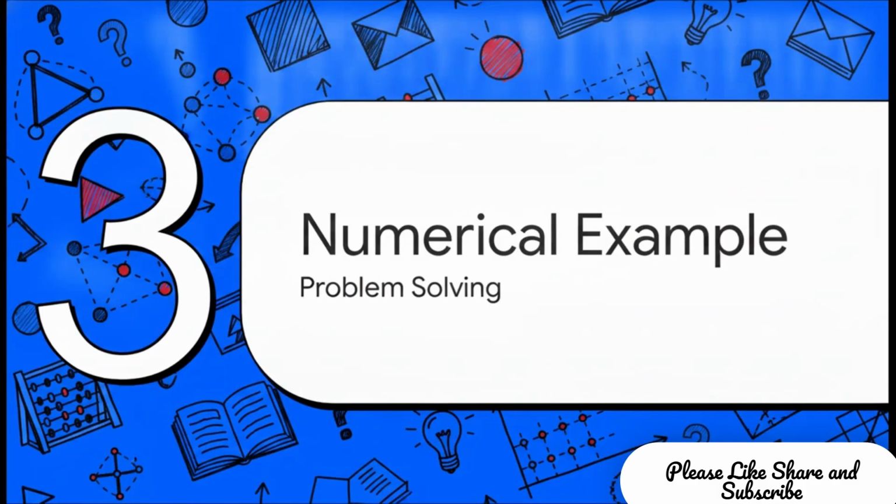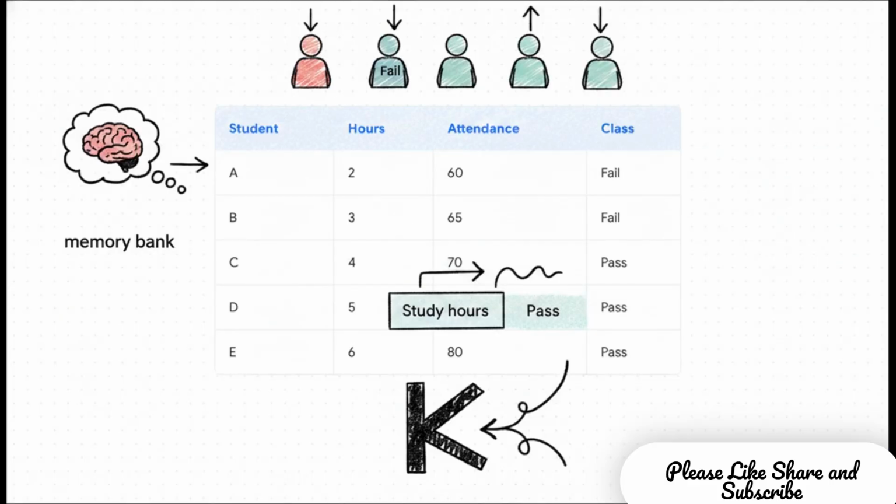Let's jump into Section 3, numerical example and step-by-step problem solving. We're going to build this into a fully worked-out scenario, exactly like the ones you're going to face in your university exams. Okay. Here's a highly practical scenario. We have a bank of historical training data for 5 students, labeled A through E. We're tracking 2 features for each of them, study hours and attendance. For instance, student A studied for just 2 hours, had a 60 for attendance, and ultimately failed. On the flip side, student E put in 6 hours, hit 80 for attendance, and passed. This dataset right here is our algorithm's memory bank.